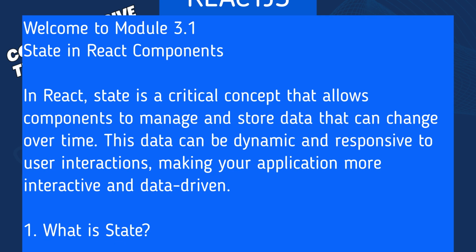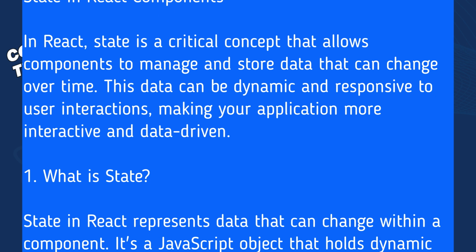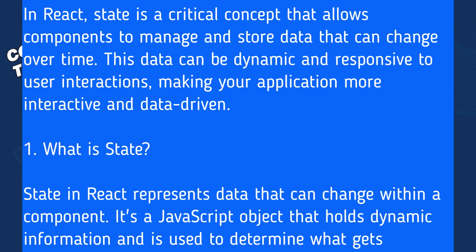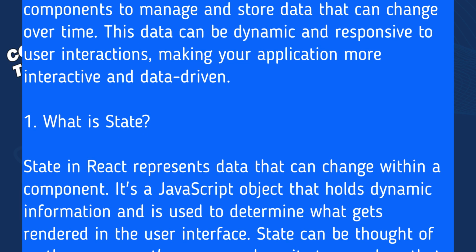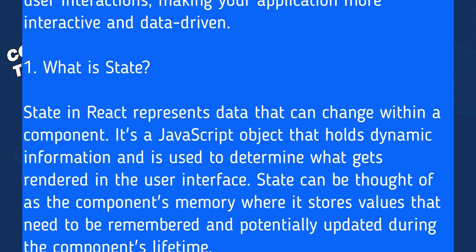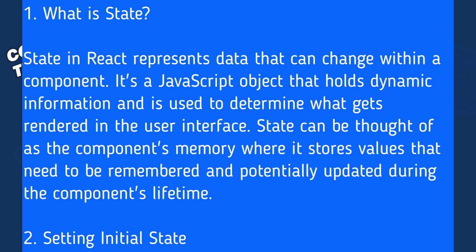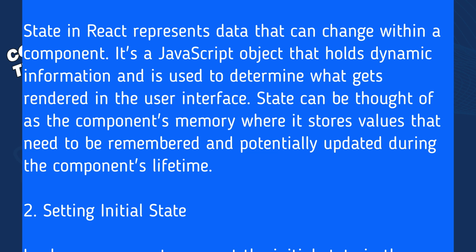1. What is state? State in React represents data that can change within a component. It's a JavaScript object that holds dynamic information and is used to determine what gets rendered in the user interface. State can be thought of as the component's memory, where it stores values that need to be remembered and potentially updated during the component's lifetime.